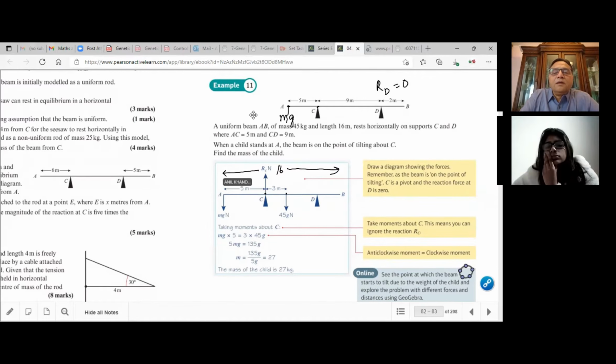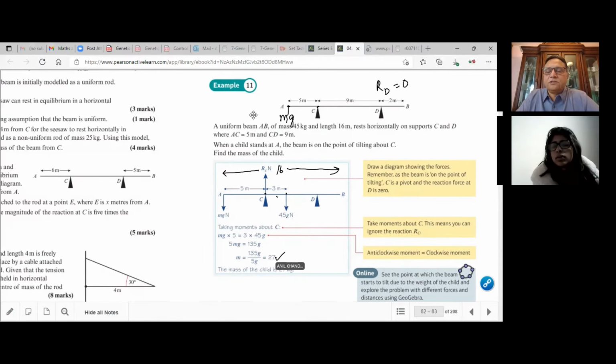Now we know from C to A is given to us as 5, and the other side is 9, from C to D. Taking moments at C, this is clockwise, and this is counterclockwise, and they should be equal, correct? So mg into 5 is equal to 3 times 45g. When you equate it, you get m as 27 kg. So that is how you find the mass of the child at A, right?